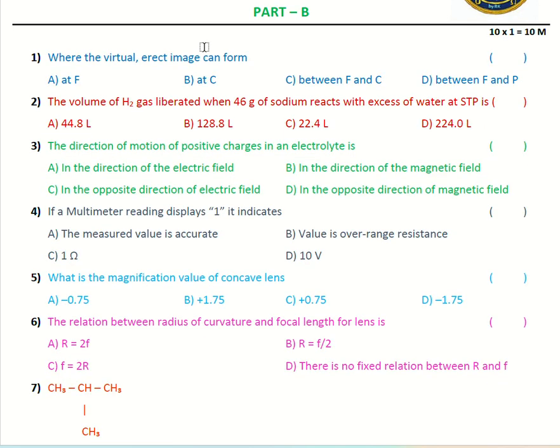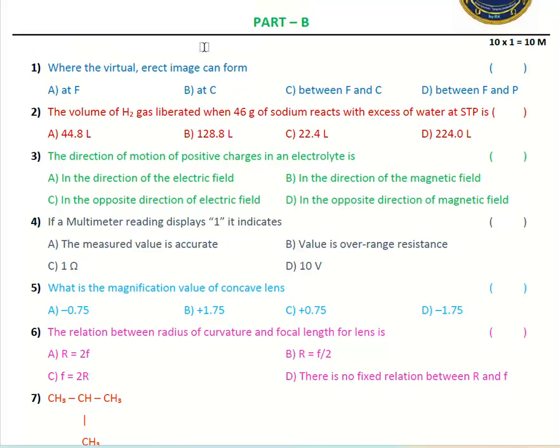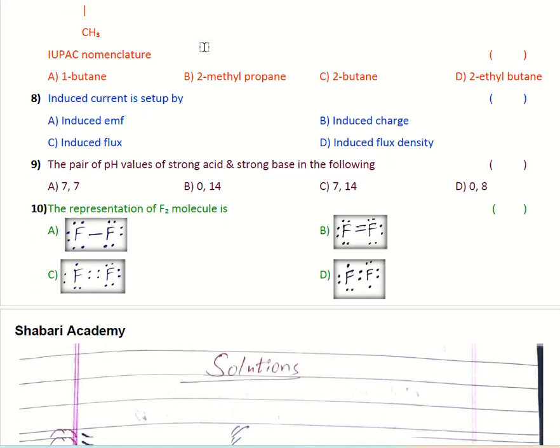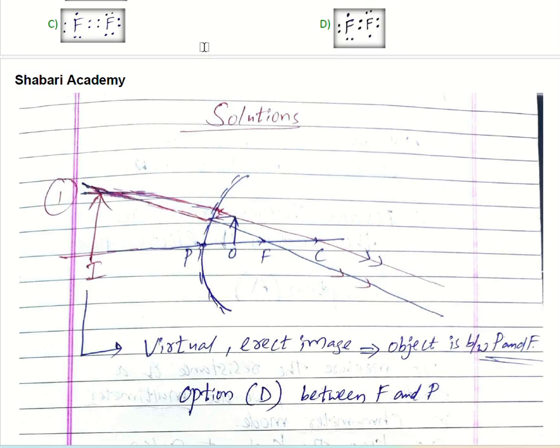Part B. This is the question paper. First question to 10th question, we have 10 marks. So totally we have 4 options in the entire paper. Now we discuss the first question.